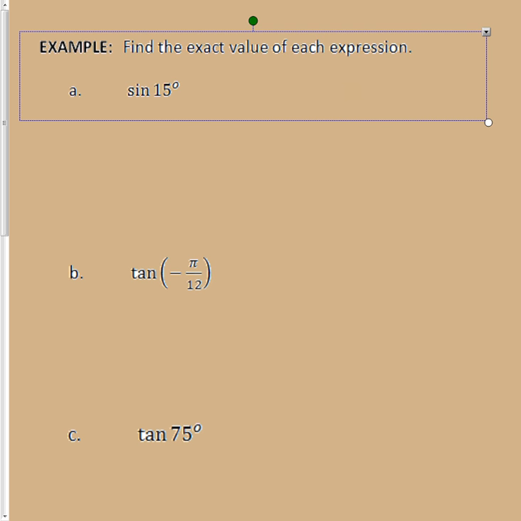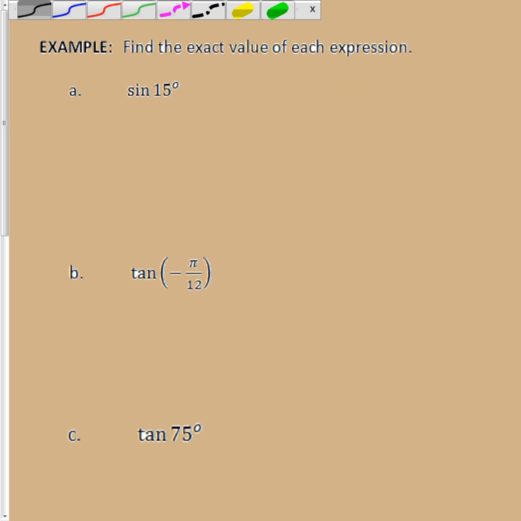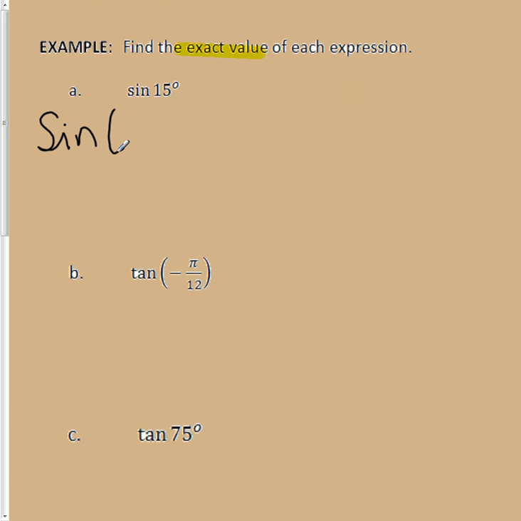And today what we're going to do is work on examples of the sum and difference identities for sine and tangent. So when you have the sine of 15 degrees, what it's asking you to do to make your life easier is to write the 15 degrees in angles that you do know because they want the exact value for the expressions. So I know that the sine of 15 degrees is going to be 45 minus 30 degrees, because 45 minus 30 is 15.